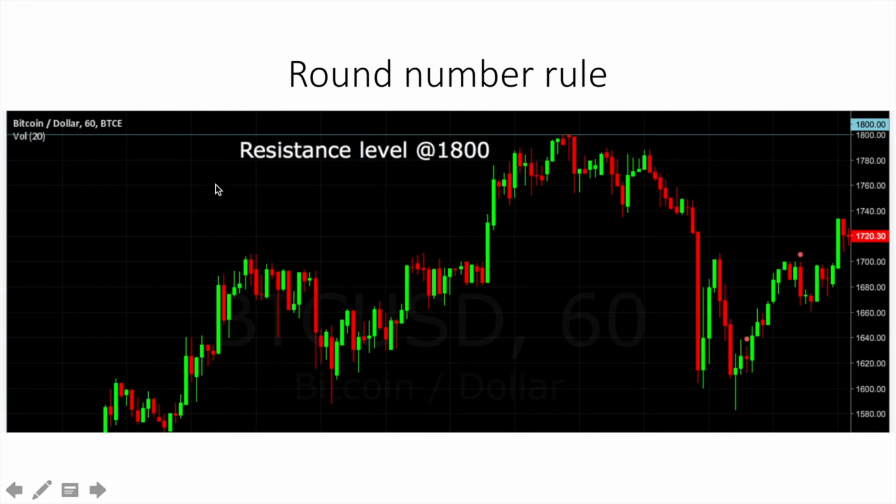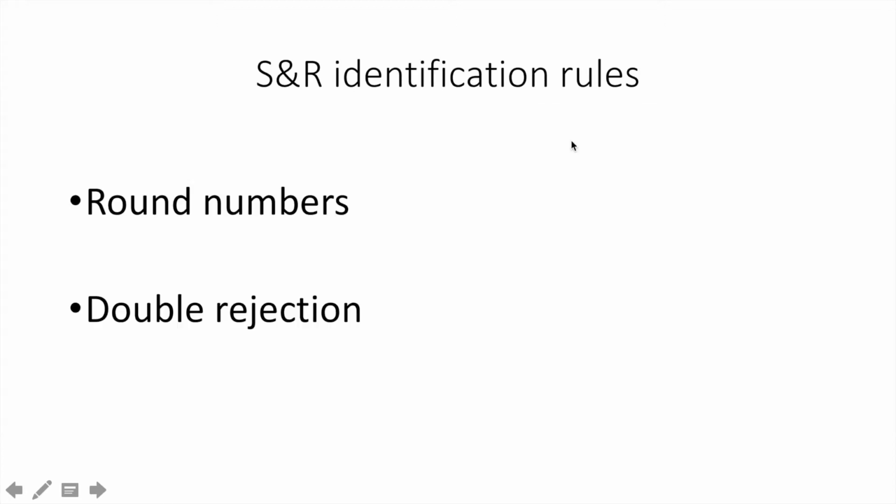Let's look at the example. This is the Bitcoin US dollar 1 hour chart from BTCE. And as you see from the chart, at this point, buyers couldn't break the level of 1800 US dollars per Bitcoin, which will serve us as the resistance level. Second rule is double rejection. If price rejects from the same level at least twice, it may be considered either support or resistance.